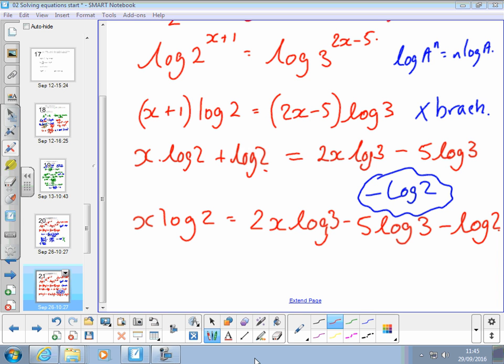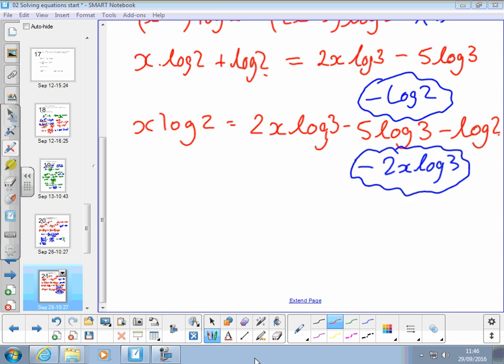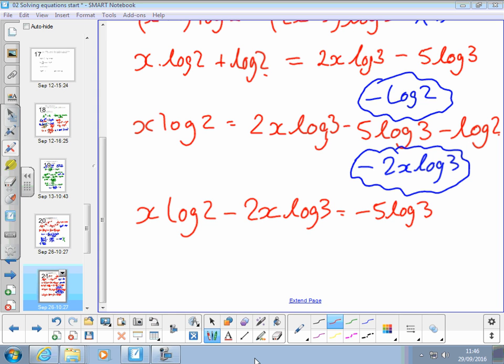We want all the x terms over there, don't we? How is this term with x in it attached to the rest of it? What sign is in front of here? Plus, yeah? So how do we get it the other side? We subtract it. So we are going to subtract 2x log 3 from both sides. That'll leave us with x log of 2 minus 2x log 3 is equal to minus 5 log 3 minus log 2. Now what can we do?